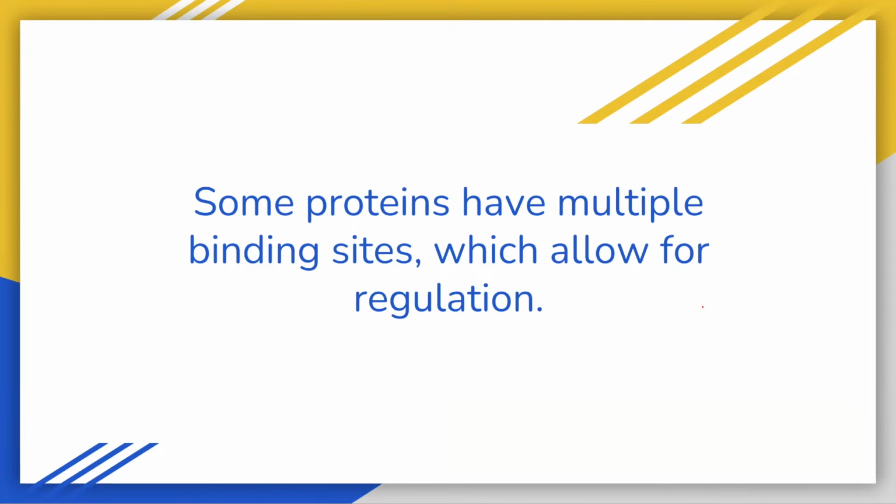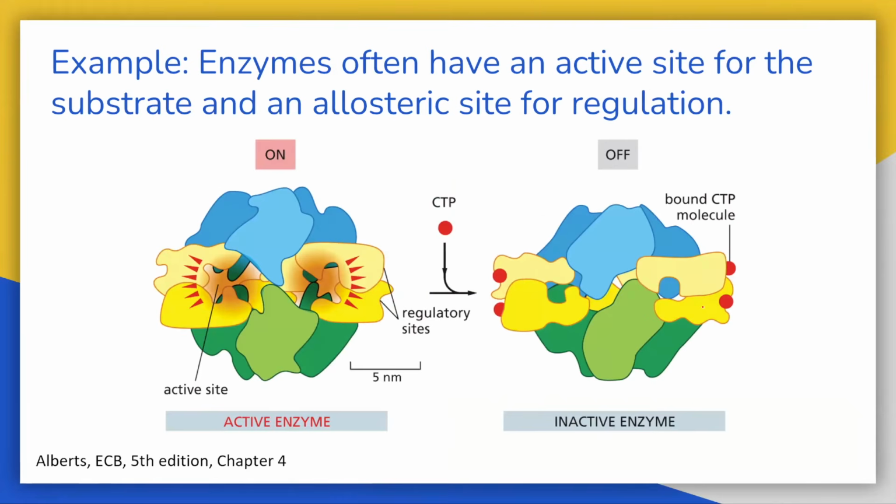Some proteins have multiple binding sites, which allow for regulation. For example, enzymes often have an active site where the substrate fits in, but then an allosteric site for regulation. So in this picture, you see that the active site is over here. The substrate will come in, and then it will break apart into products. You've got two active sites here. But each of those also has a regulatory site on the side that can bind to this molecule, CTP.